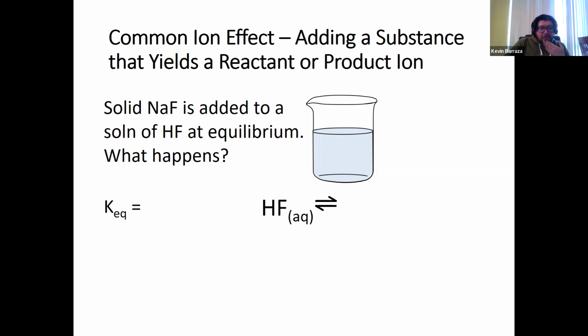HF would split into H plus aqueous and F minus aqueous. So that would be the reaction when it says HF is at equilibrium. Well, what is it doing? Like all acids, it splits apart. Now you might say, wait a minute, weren't we supposed to know something about weak acids? Weak acids don't really dissociate all that much.